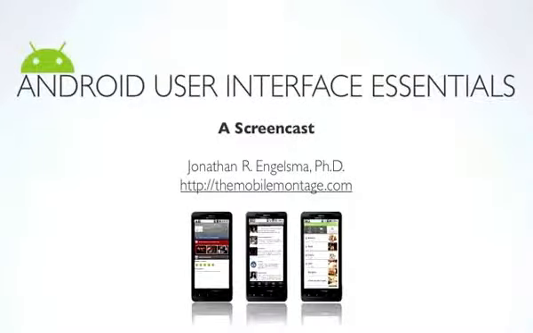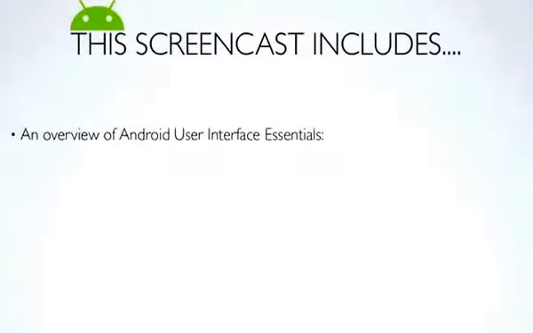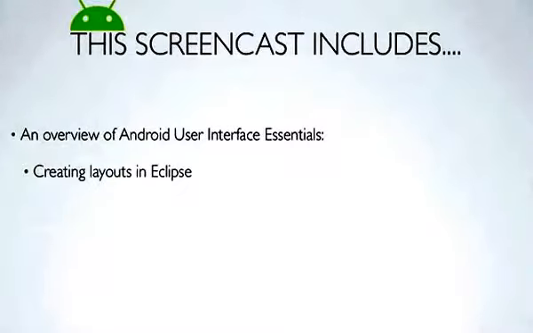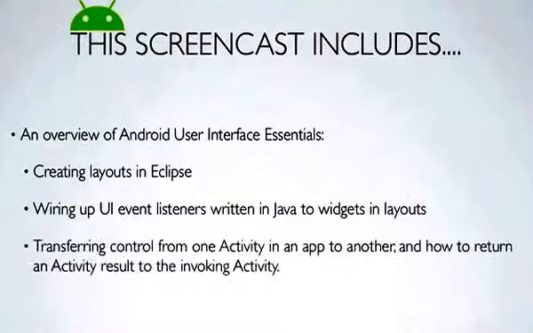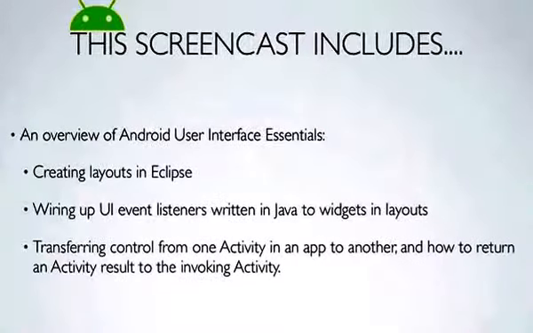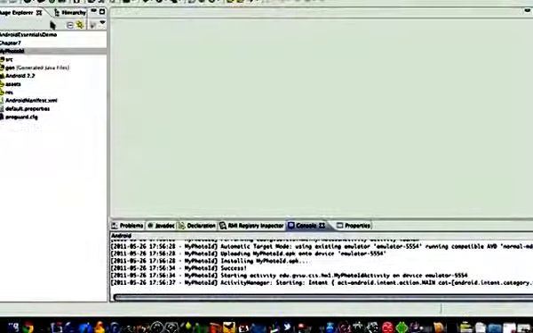In this screencast, we're going to take a look at Android User Interface Essentials, and we're going to cover the creation of new layouts using Eclipse's layout editor. Then we're going to look at how we wire up event listeners in Java to the various widgets that our layouts define. And then finally, we're going to look at how we can transfer control from one activity defined in an application to another, and how we can actually return an activity result to the invoking activity.